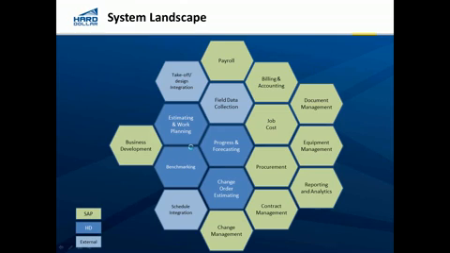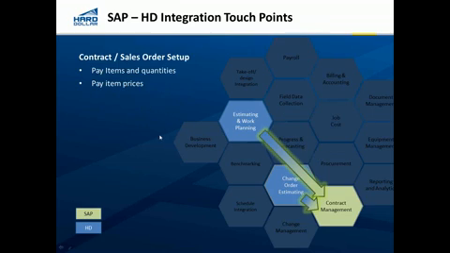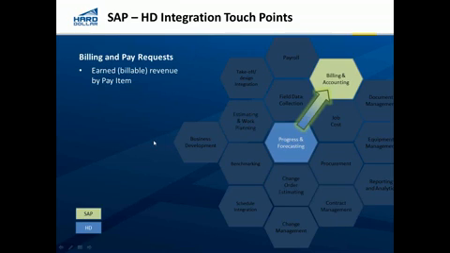How we work specifically, let me give you a little bit of insight on some of the specifics. From a budget perspective, we'll create the work breakdown structure, the planned quantities, the budgeted cost, and the budgeted man hours. From a contract perspective, and we're in blue here, and the SAP system's here on the right-hand side, contract and sales order setup, the pay items and the quantities are going to be driven from HardDollar into contract management. On billing and pay request, same thing. As the owner wants to see the work done, what's earned in billable revenue by pay items is going to drive from HardDollar into the SAP system.